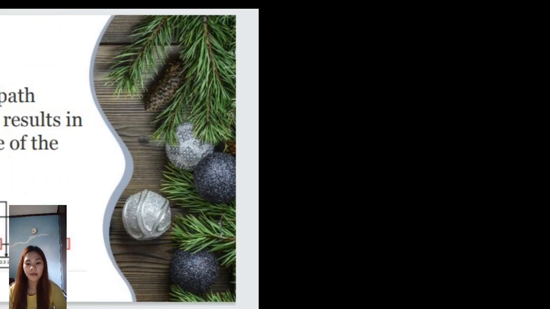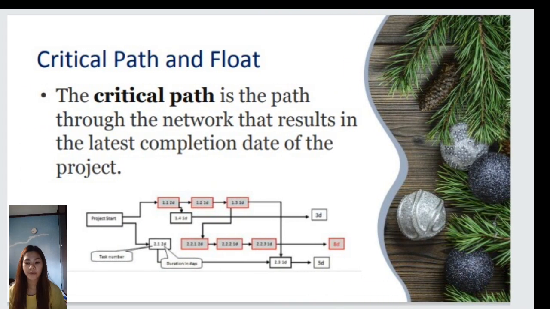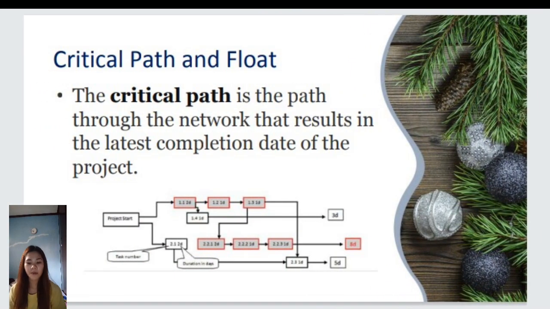Number 2 is critical path and float. The critical path is a path through the network that results in the latest completion date of the project. So the critical path is the most important to keep your project on track.